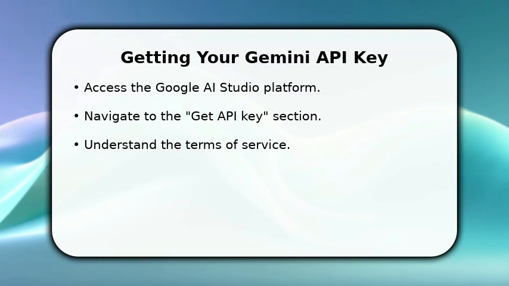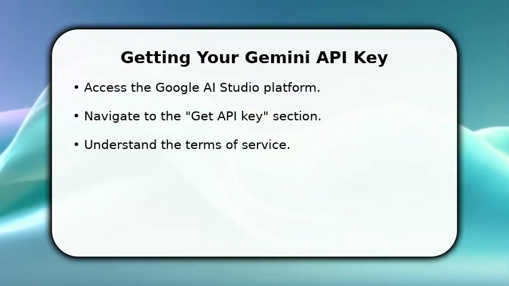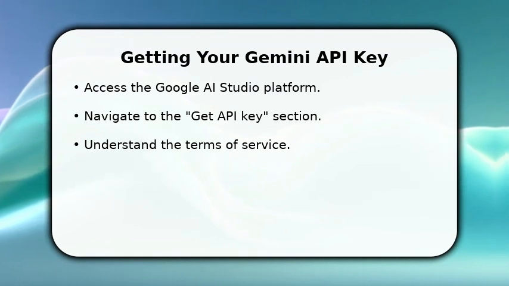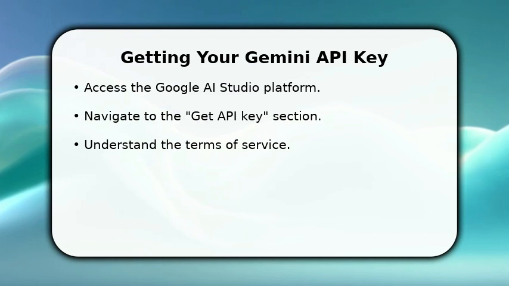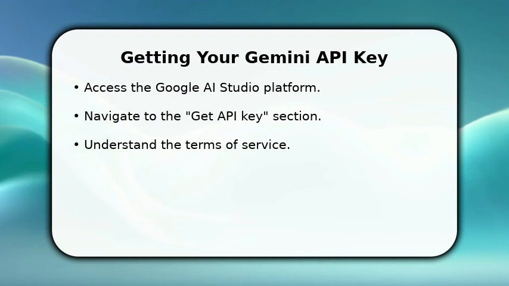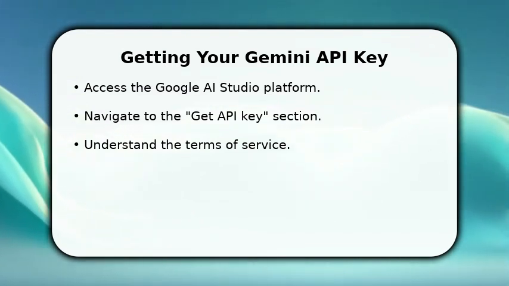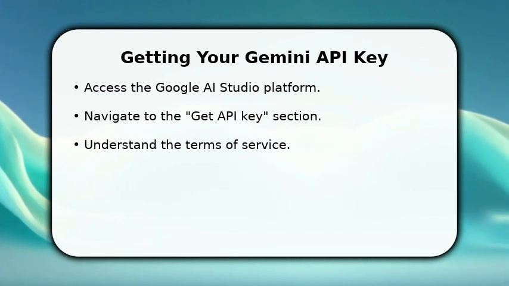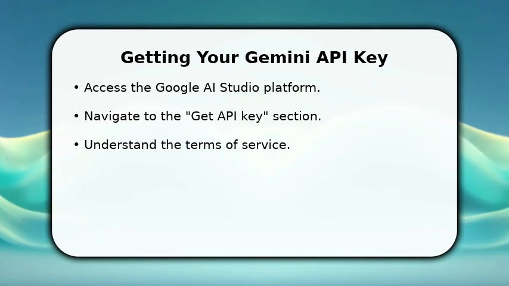In this video, I will explain how to get your Gemini API key. First, you will need to visit the Google AI Studio website, which is the central hub for accessing Google's generative AI tools. Once there, locate the Get API Key option, typically found in the left-hand navigation panel. Before proceeding, take a moment to review the terms of service to ensure you understand the usage policies and guidelines for the Gemini API. This initial step is crucial for a smooth setup.